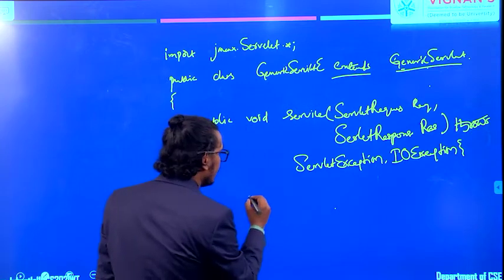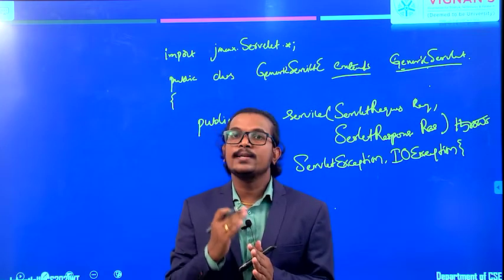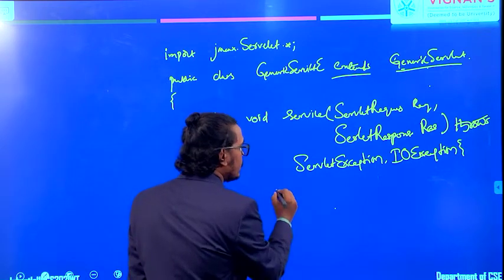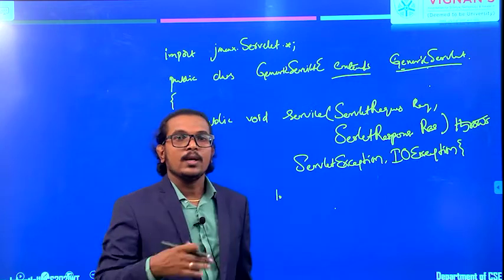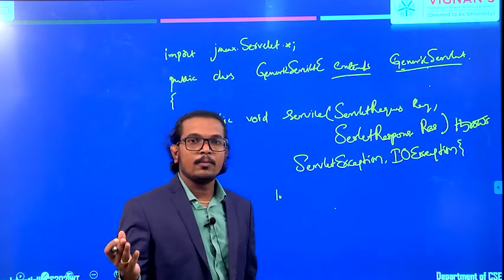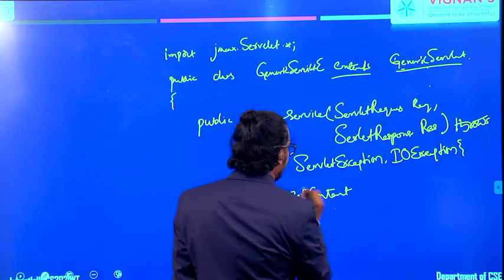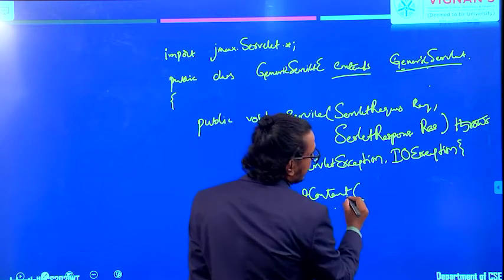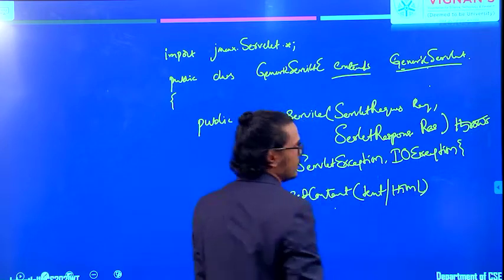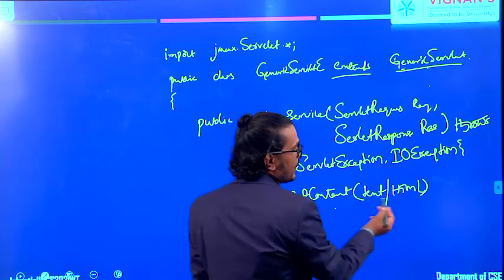So further, what you have to do here? You have to use the set content type method. What type of content do you want to forward, whether in HTML format or another format? For that you have to use setContentType. In the setContentType you have to pass your format, whether you want to pass text or HTML. That content type you have to pass in here.